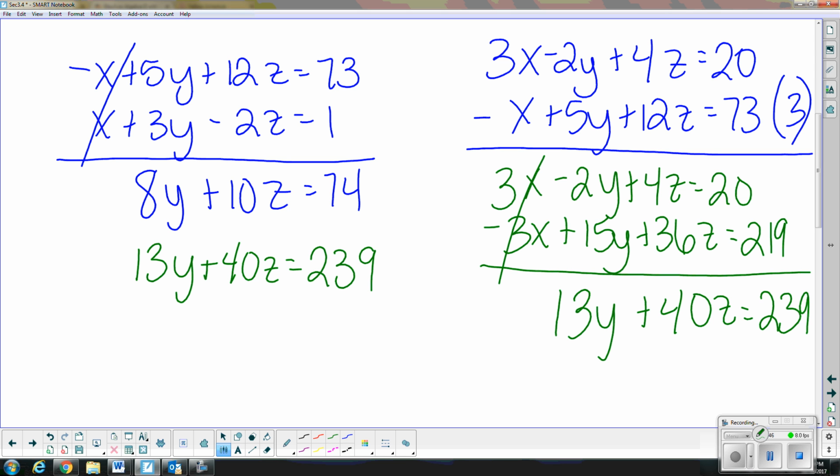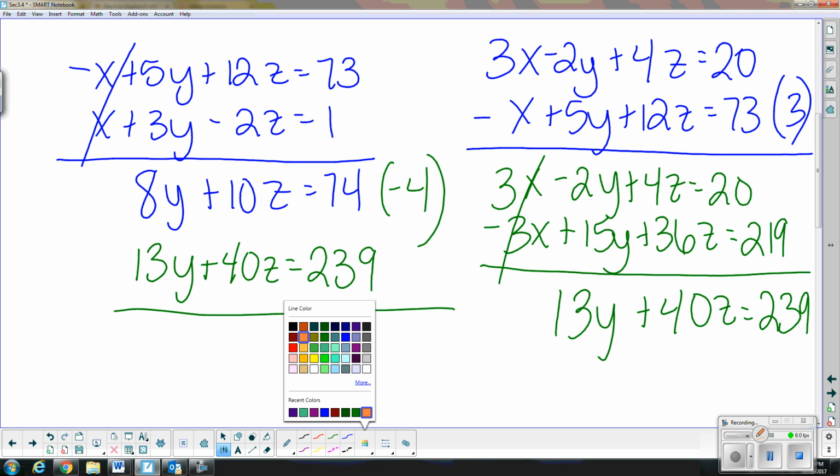Multiply the first by 4. Not 4, negative 4. Negative 4. So yeah, pay attention to your positive and negative signs. Otherwise, you're going to make adding or multiplying mistakes. So keep in mind that you want to eliminate something.